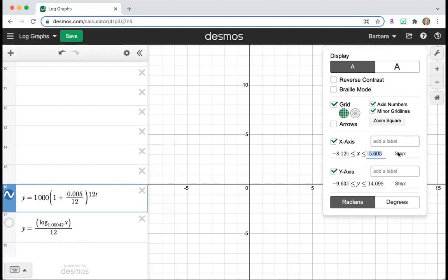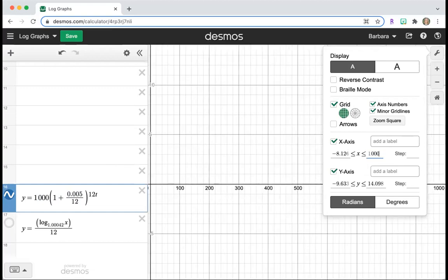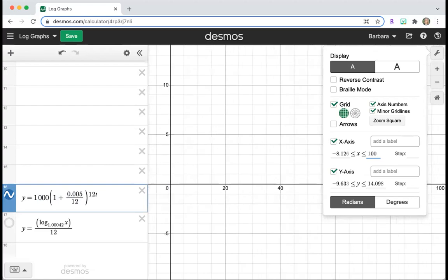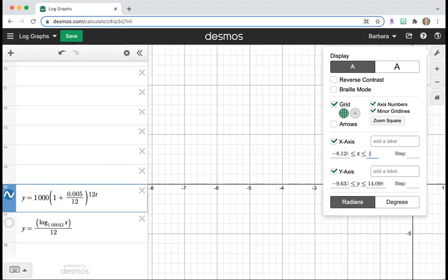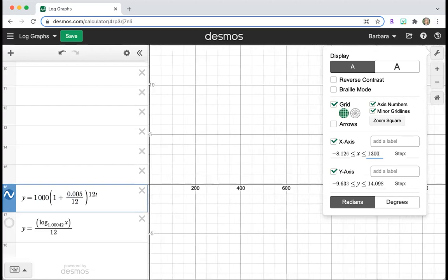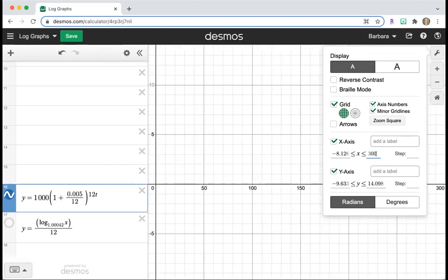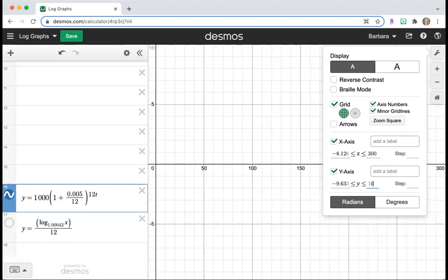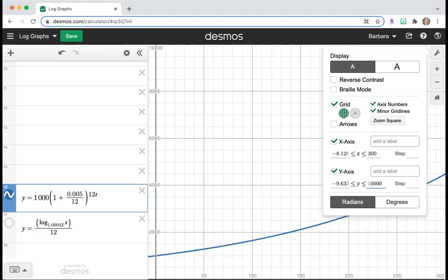So let's see what happens if we go to 10,000. We don't need to go 10,000 on the X. Sorry, I'm in the X value. Let's go to 300 on the X, and let's go to 10,000 on the Y. Oh, there, we started to see it.